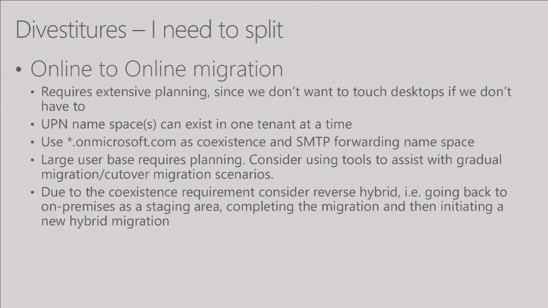But since we probably want to coexist our users for a while, and we don't want to touch the desktops, the easiest way forward is to do a reverse hybrid, to take them back on-prem and then go back into hybrid mode again. So we take that subset of users, we take them back to on-premises, and then we take them back into the cloud. So how hard can this possibly be?